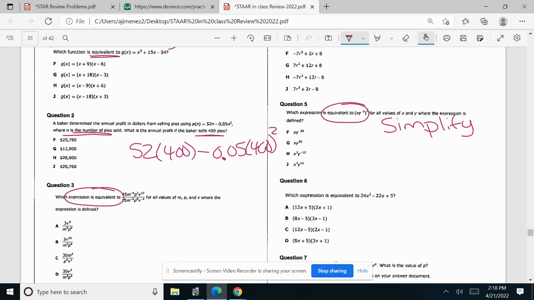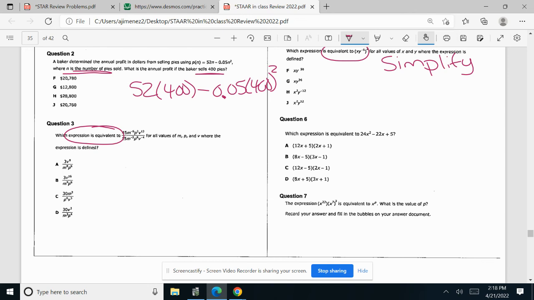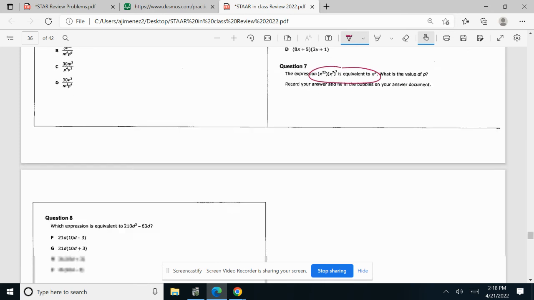3 and 5, you're simplifying, okay? Question number 1, question number 4, and number 6, it says equivalent to the expression. You're gonna match, you're gonna graph it. Here, you're trying to tell me what is the simplified exponent, okay? You're gonna simplify and tell me what the exponent is.